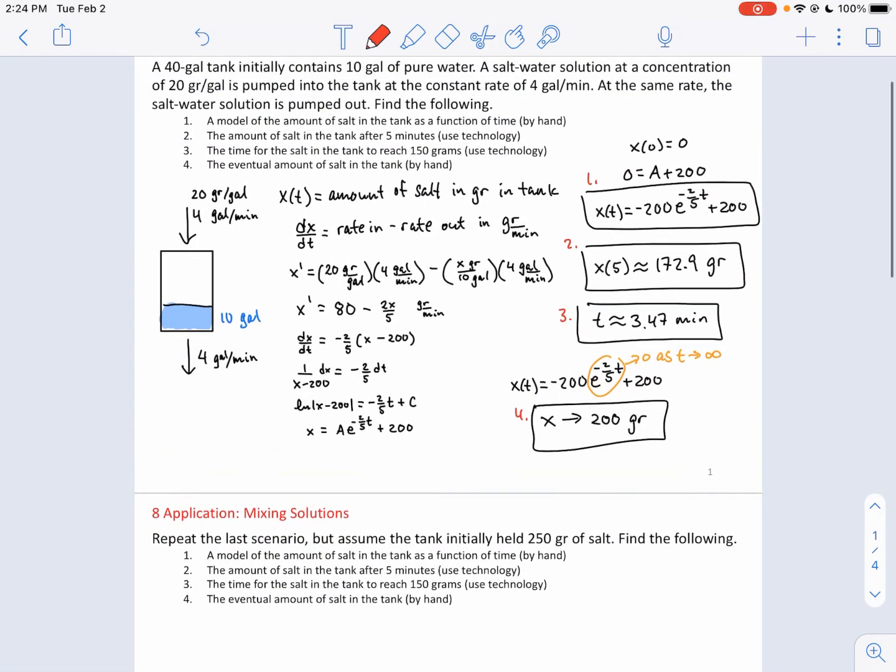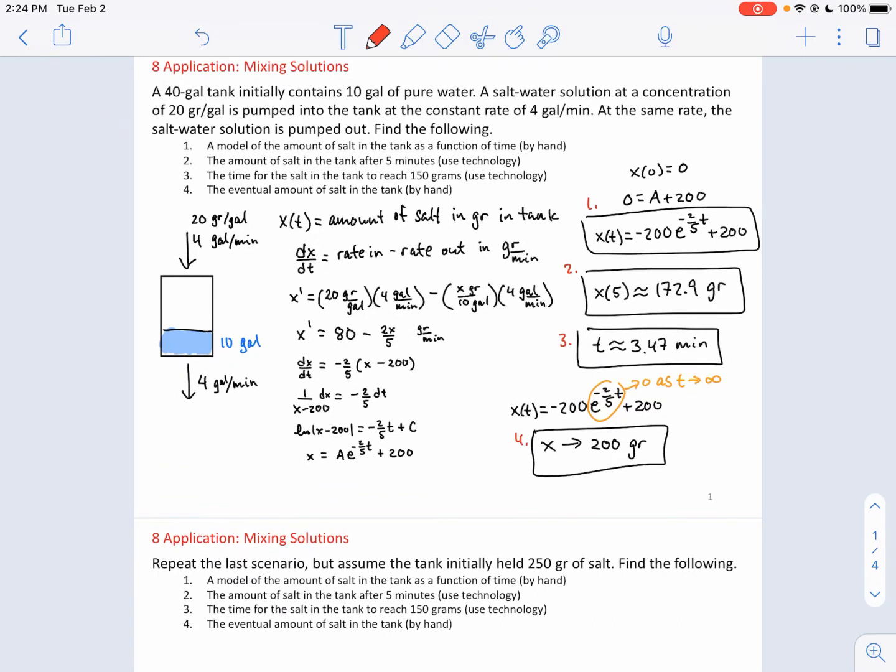Now, why 200 grams? Well, the concentration of the salt is 20 grams per gallon. That's the concentration being pumped into this. Eventually, the entire tank will approach that same concentration, 20 grams per gallon. And since the volume is fixed at 10 gallons, if we're pumping in a saltwater solution at 20 grams per gallon, eventually this is going to approach that same concentration, and there's 10 gallons, so that means there should be 200 grams of salt in here eventually. And it's going to get to the point where effectively the concentration that's leaving is equal to the concentration that's entering.